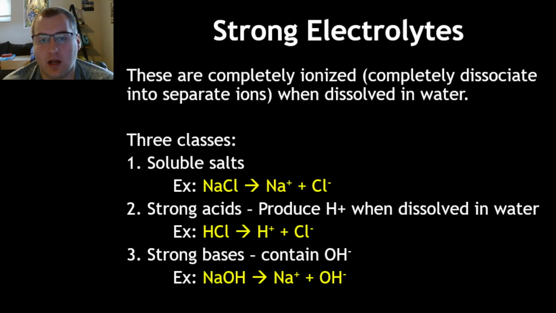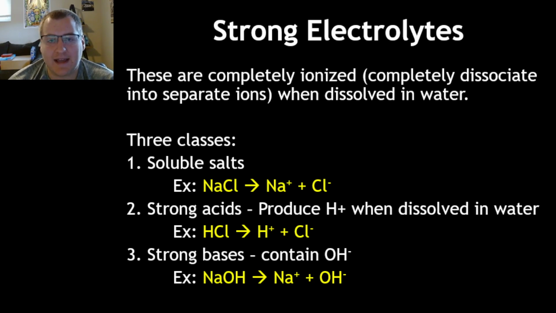Here are some examples of the different versions of strong electrolytes. So the 3 different classes here. We have soluble salts, things like NaCl that fully dissolve in water, are going to be strong electrolytes. The positive and negative ends are good at conducting electricity. Having those full positive and negative charges just conducts well.